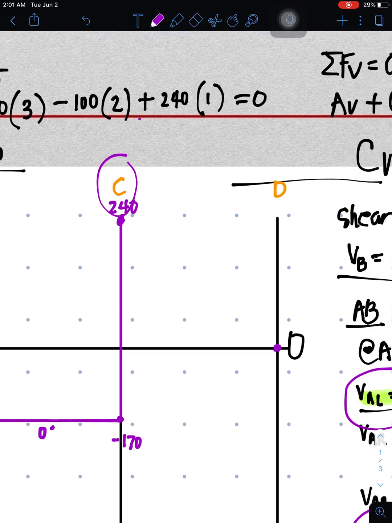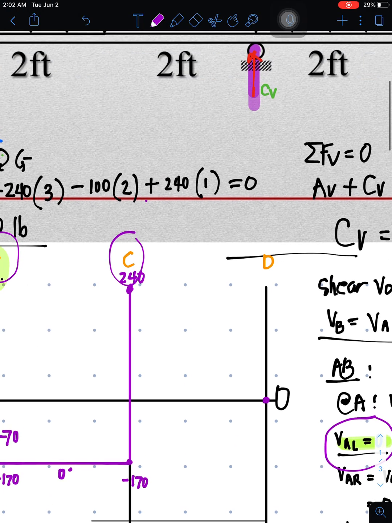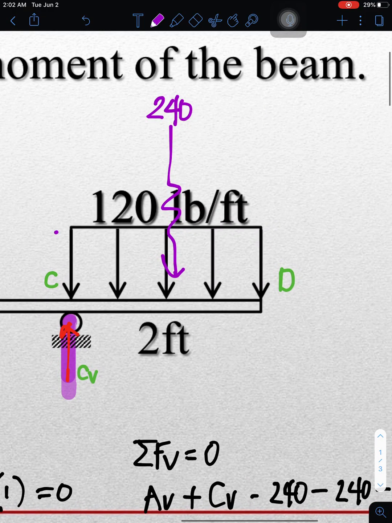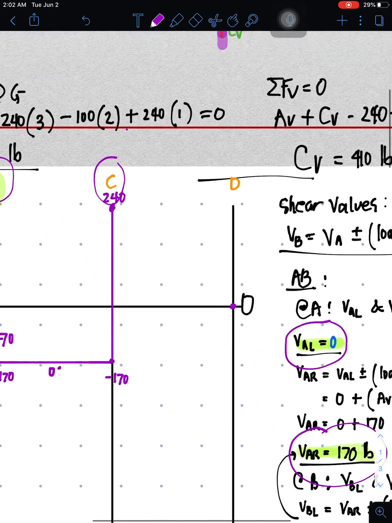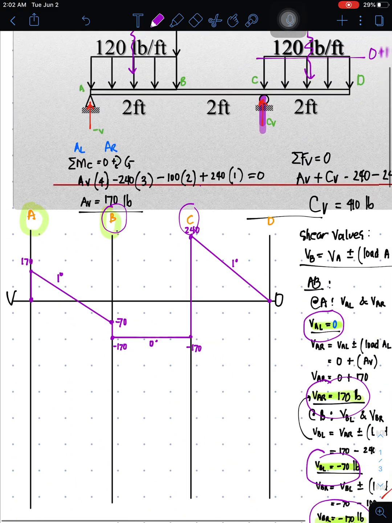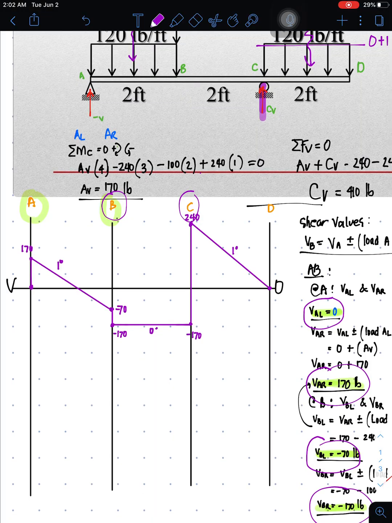Next, we connect C to D. That's 240. We look at the load between C to D. This is the load between C to D, and again, this is at 0 degree. So plus 1, so it becomes first degree. So it is also first degree. How do we plot first degree? With a straight line. There. This is first degree. So that is the shear diagram.